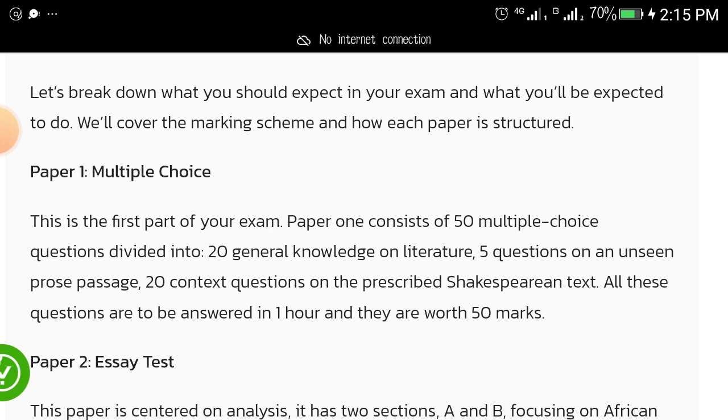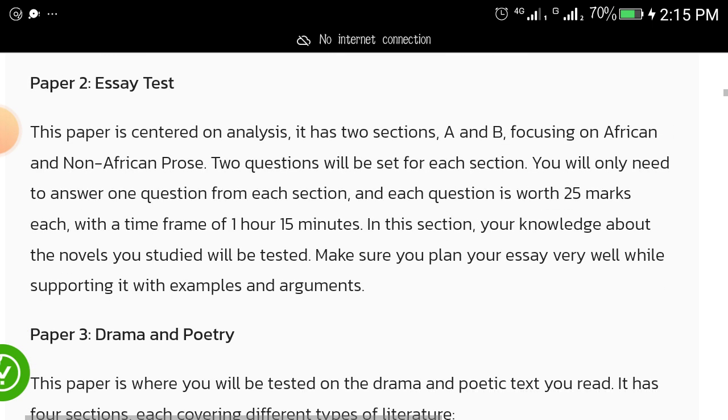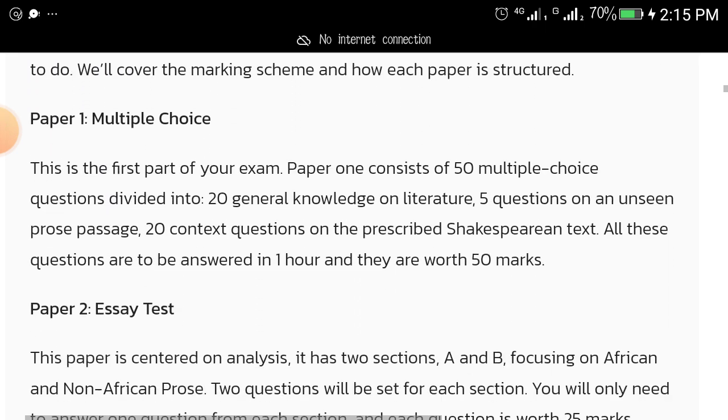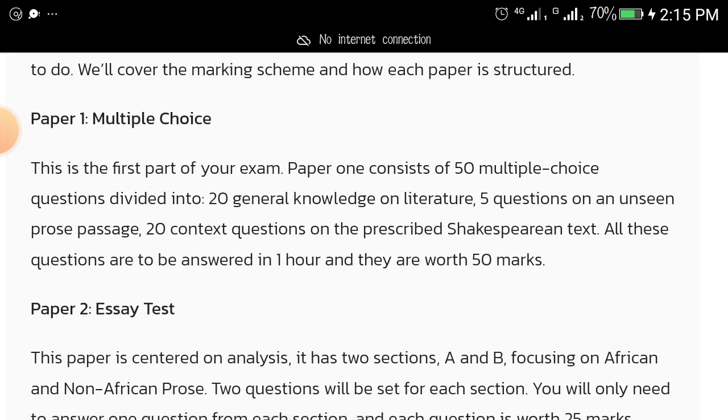By the way, your exam has three areas. You have paper one, paper two, and paper three. Paper one is basically OBJ, 50 questions on OBJ: 20 general questions on literature, 20 questions on an unseen prose passage, 20 context questions on the prescribed Shakespearean text. All these questions are to be answered in 1 hour.